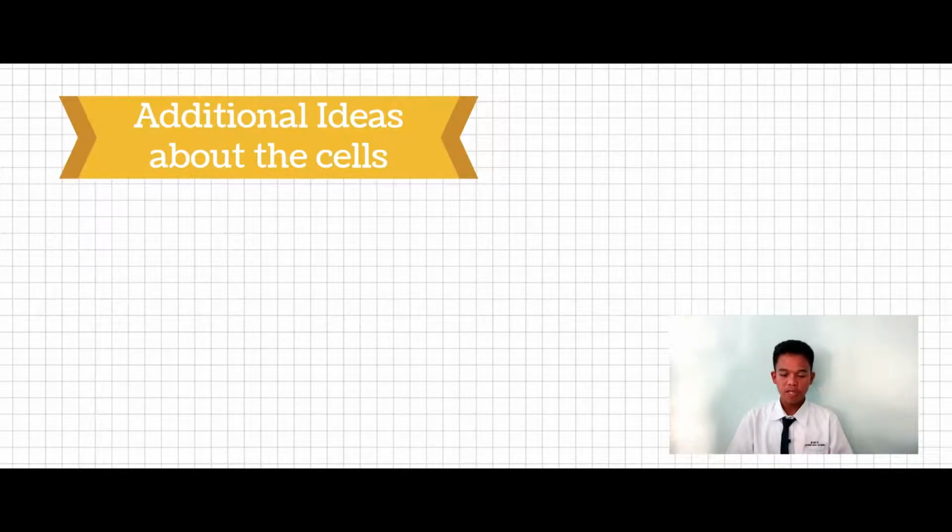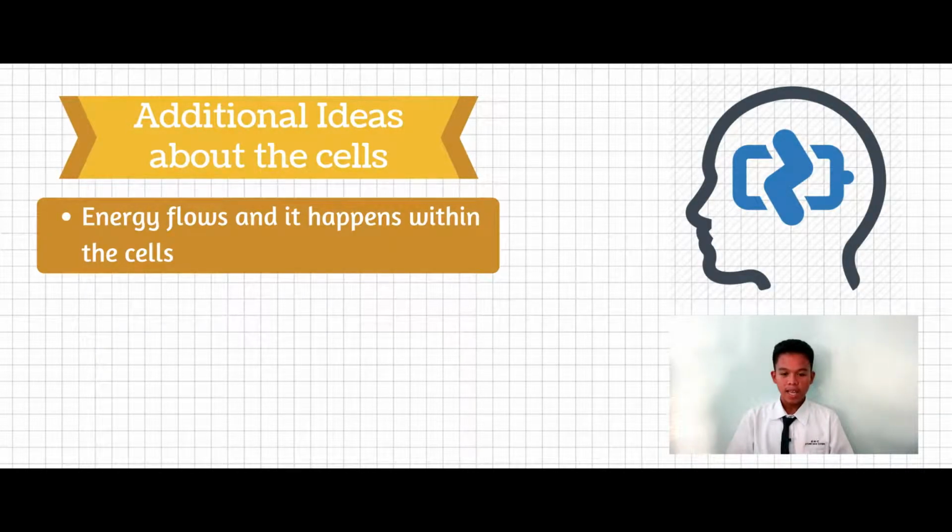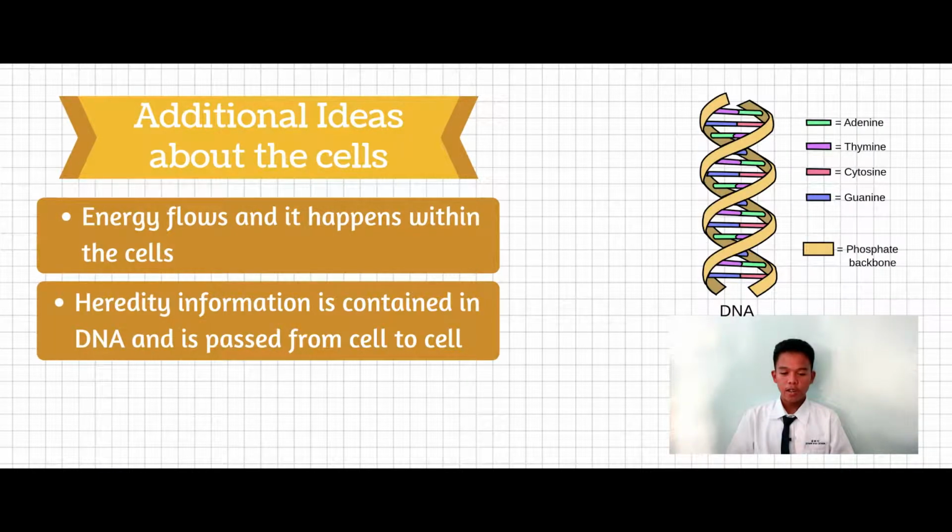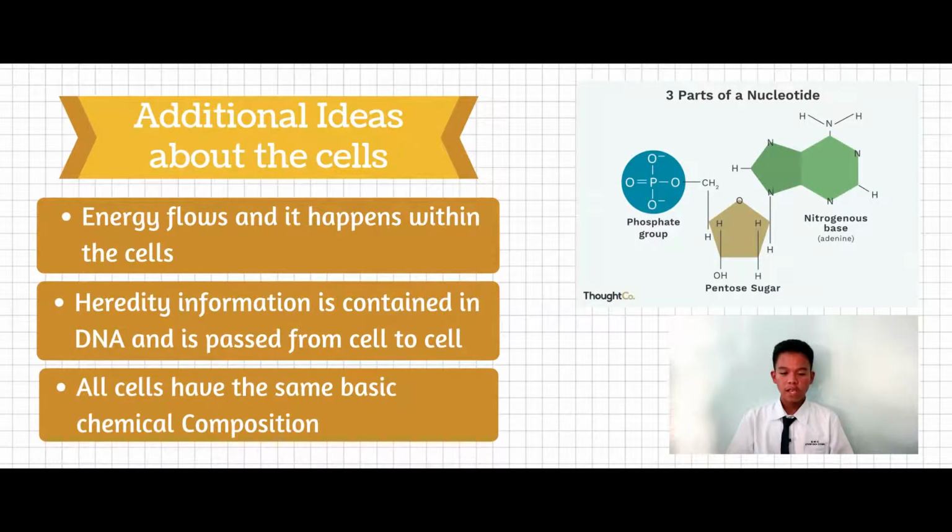Additional ideas about the cells. Energy flows and it happens within the cells. Hereditary information is contained in DNA and is passed from cell to cell. All cells have the same basic chemical composition.